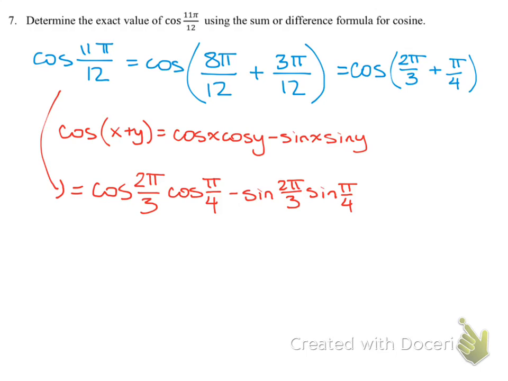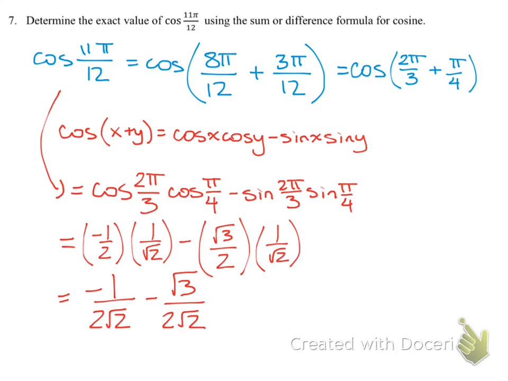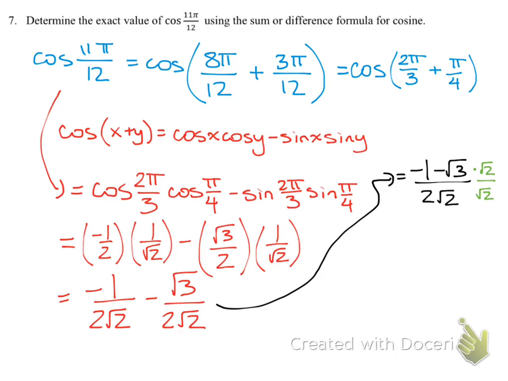And now we just have to calculate each part using special triangles, and I'll leave it for you to check that this is negative a half, this is 1 over root 2, this is root 3 over 2, and this is 1 over root 2. Now if I just multiply both parts, I get this. They already have a common denominator, so I can collect that. And now I can rationalize by multiplying both the top and the bottom by root 2, and I end up with negative root 2 minus root 6 over 4. And that's it. We're done.